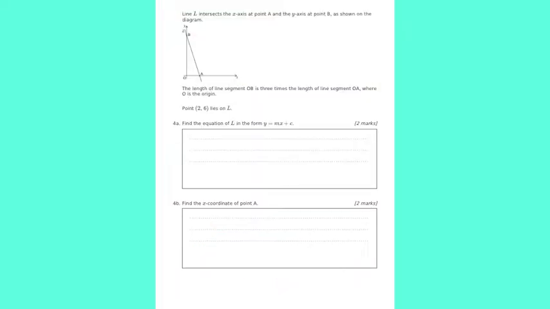Line L intersects the x-axis at point A and the y-axis at point B as shown in the diagram. The length of the line segment OB is 3 times the length of the line segment OA, where O is the origin. Point (2, 6) lies on L. From the length of the line segments, we can work out that m is equal to minus 3.